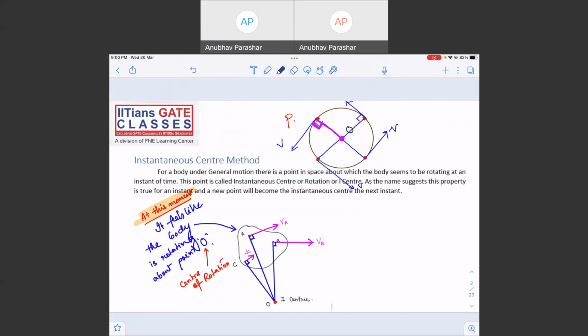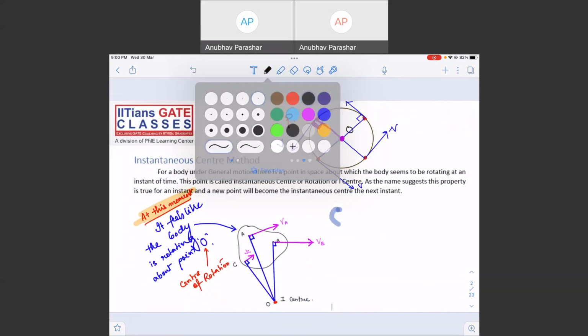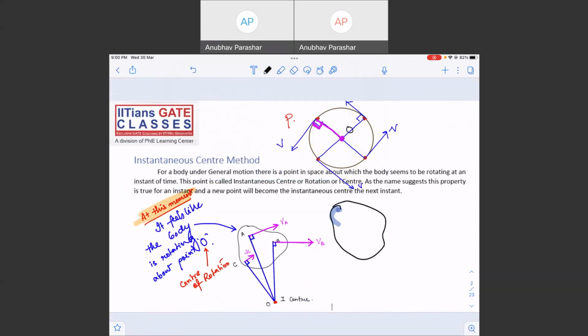Actually, it is not having a rotating motion, it is not having a circular motion. This is a general motion, right? So the next moment, the position of this body will be completely different. It might be somewhere here. The velocities might be directed in some different directions. I cannot comment on the next moment.